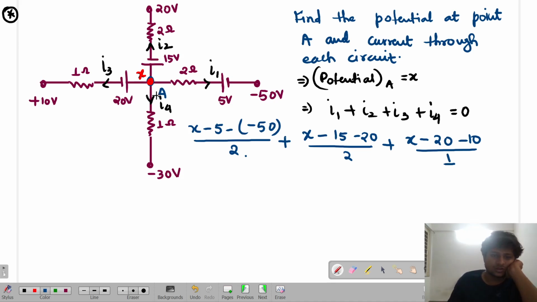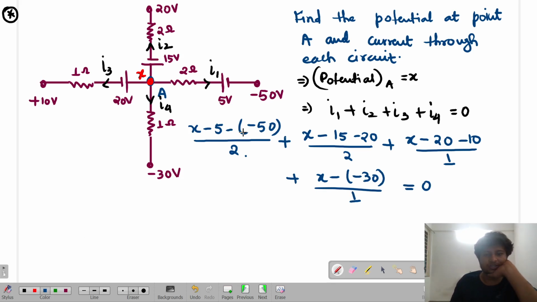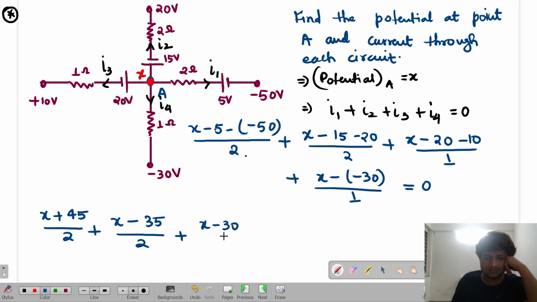And the last one is of this, isn't it? So plus I4: X minus of minus 30, divided by 1, is equal to how much? 0. So the first equation: this is plus 50 minus 5 to plus 45, X plus 45 by 2, plus this is X minus 35 by 2, isn't it, plus this is X minus 30 by 1, plus X plus 30 by 1 is equal to how much? 0. Here it is only 1, isn't it?